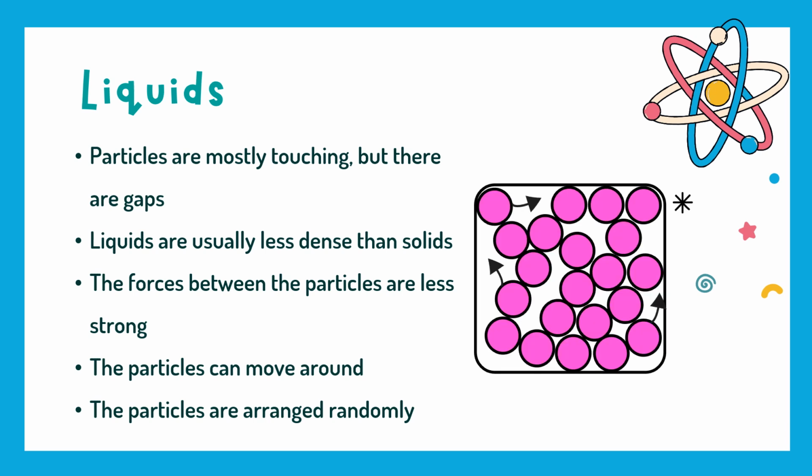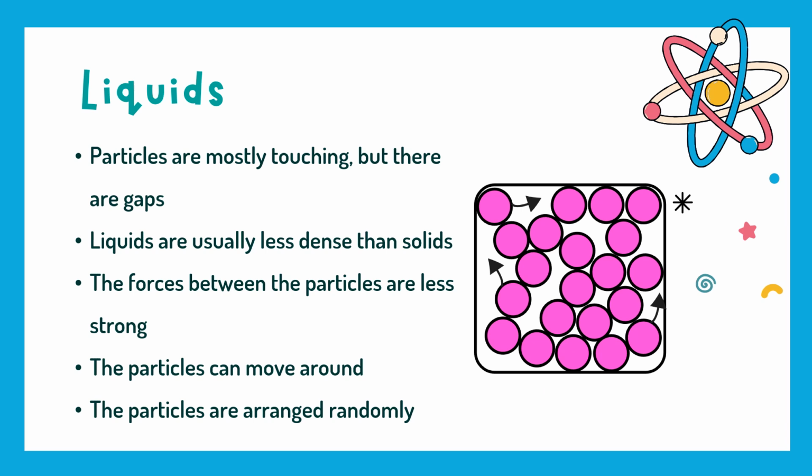So as we can see from the diagram, most of the particles are touching, and there are some gaps. So it's a little bit different to that from the solid. And because of these gaps that's now introduced between the liquid particles, we know that liquids are usually less dense than solids. So because solids are so very closely packed, they usually have a higher density.